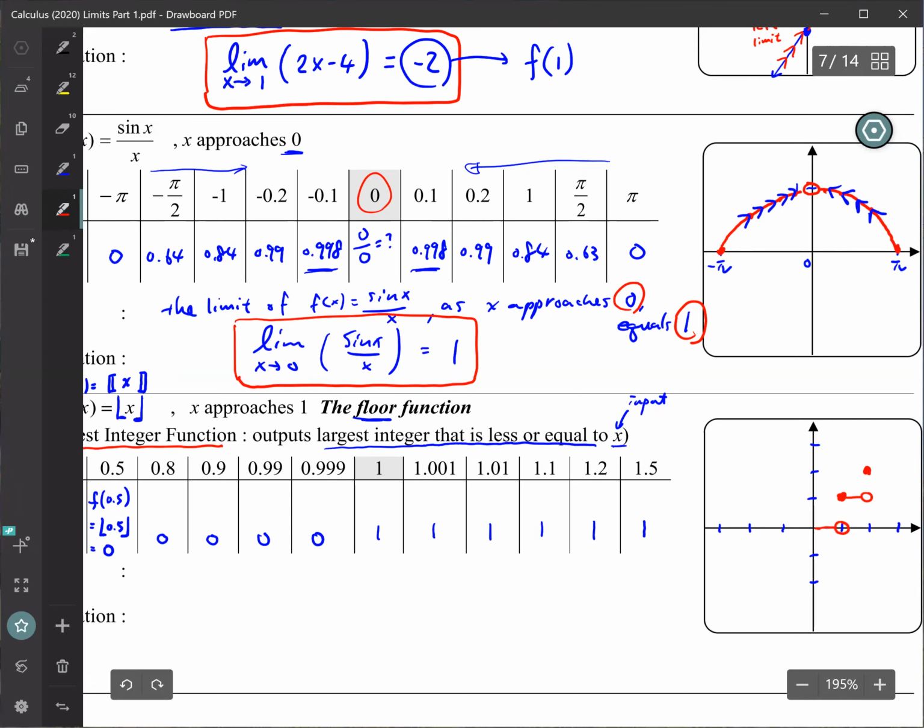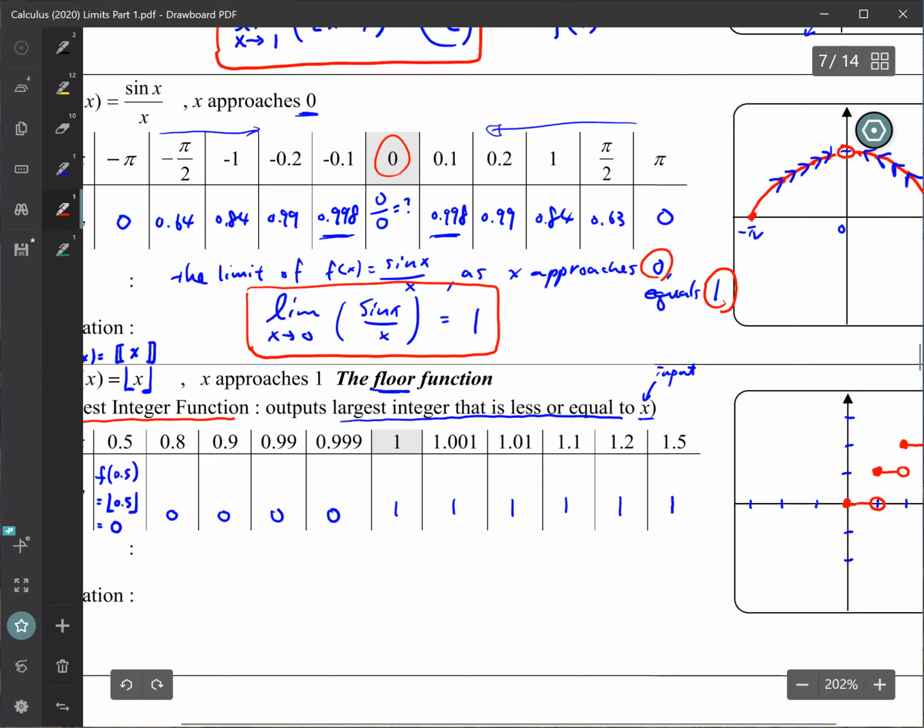Okay, so the graph looks something like this. Kind of like a step. Any question how I get a graph here? Right, you follow the table, right? x is 0.5, it stays on 0. Stays on 0 until it reaches 1. It will jump up, right? Stays on 1 until it goes to 2. Then it will jump to 2.